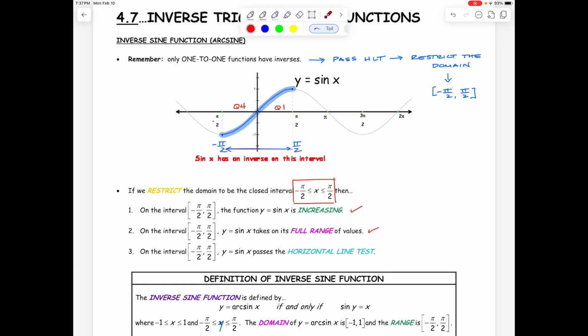So if you think about all your unit circle exact values, the maximum is 1, the minimum is -1, and this would give us all of those values. And it's going to pass the horizontal line test, which means that when we take the inverse, it will then pass the vertical line test.